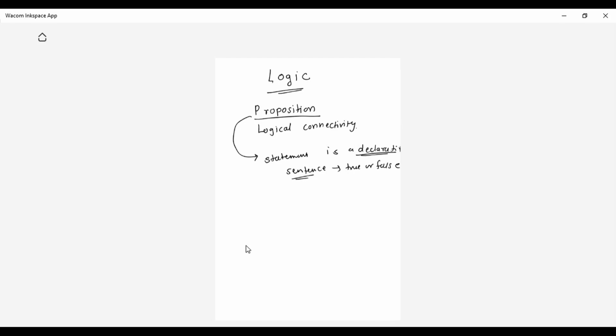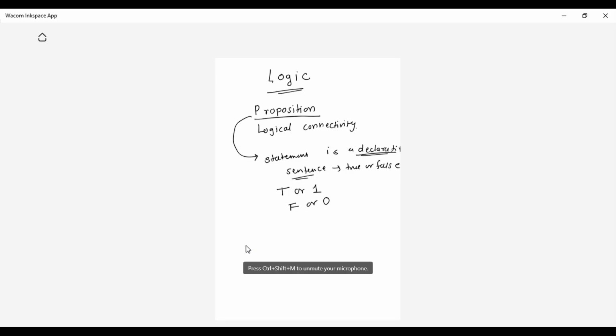Now, how do I represent the value true or false for the given statement? The true value is always denoted by capital T or the symbol 1, and the false value is always denoted by capital F or the symbol 0. I'll give you an example. India is a country. Is it a proposition? Yes, because it is a declarative sentence and it gives us the value true. India is a country; value is true.